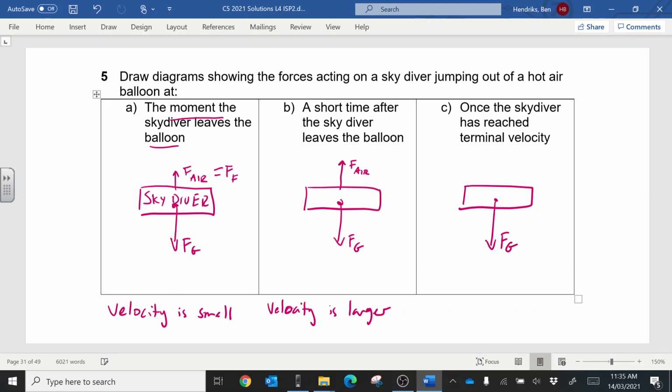Fg. So Fg stayed the same each time, and this time the air resistance is equal to the force of gravity. Okay, so this terminal velocity means when the forces are balanced. Terminal velocity is when forces are balanced.